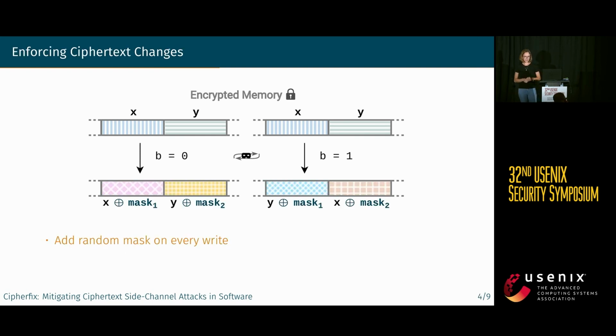The general idea is that if this change of ciphertexts leaks information because it's dependent on the secret, then we just always change. So we add a random mask to every memory write. You do not see the pattern of the previous slide anymore, but you always see a different ciphertext. We do not touch the values, we keep X and Y as is, but we add a mask before writing to memory so that we change the ciphertext. And because the ciphertext now always changes, you won't leak the secret bit B.